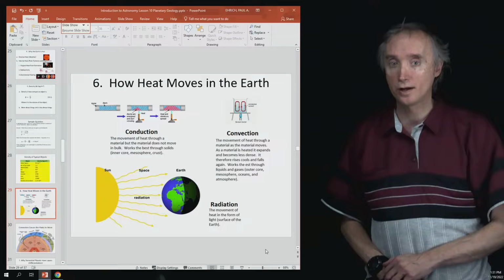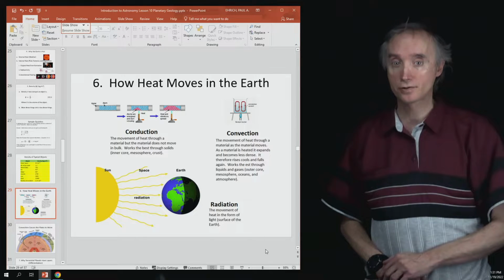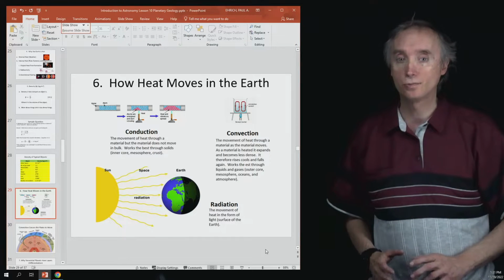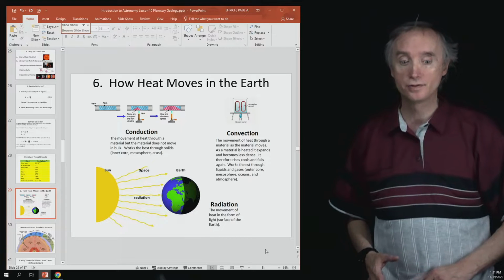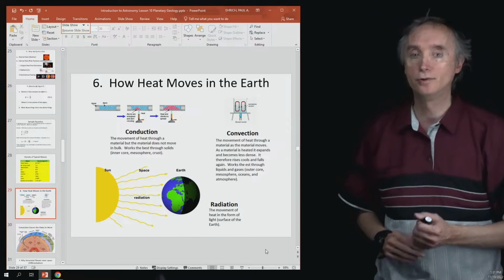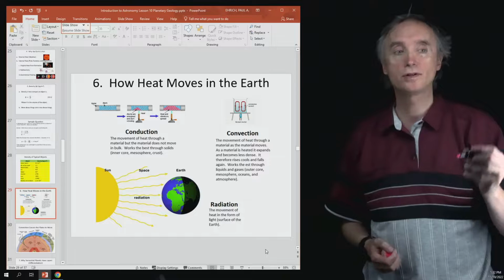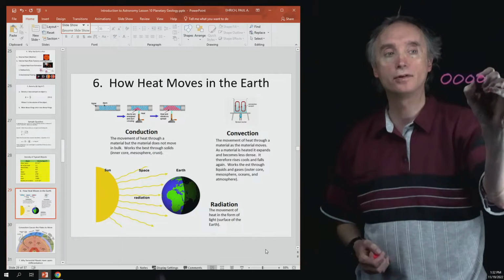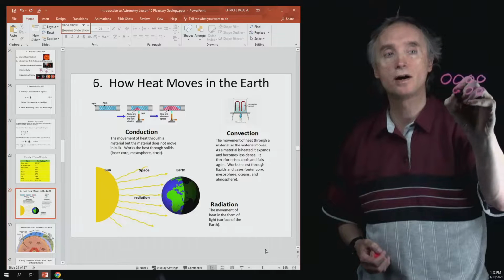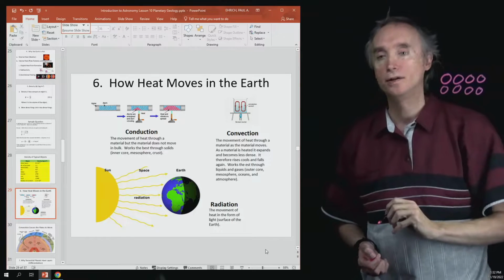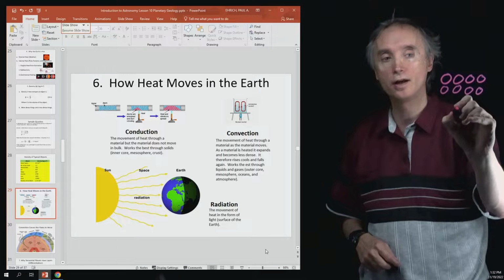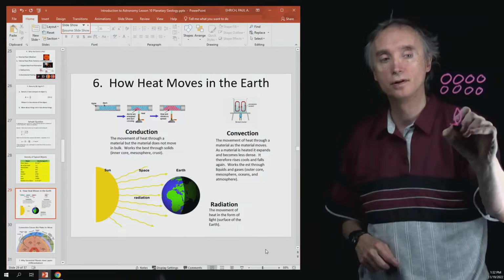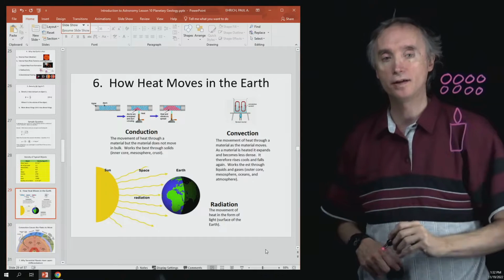So the first way is going to be through conduction. Now conduction works the best through solids. So let's say, for example, that you have a material that is composed of atoms that are hooked together. So let's say that this is a solid, and the atoms are hooked together. Let's put a heat source underneath it. So let's say it's a candle.